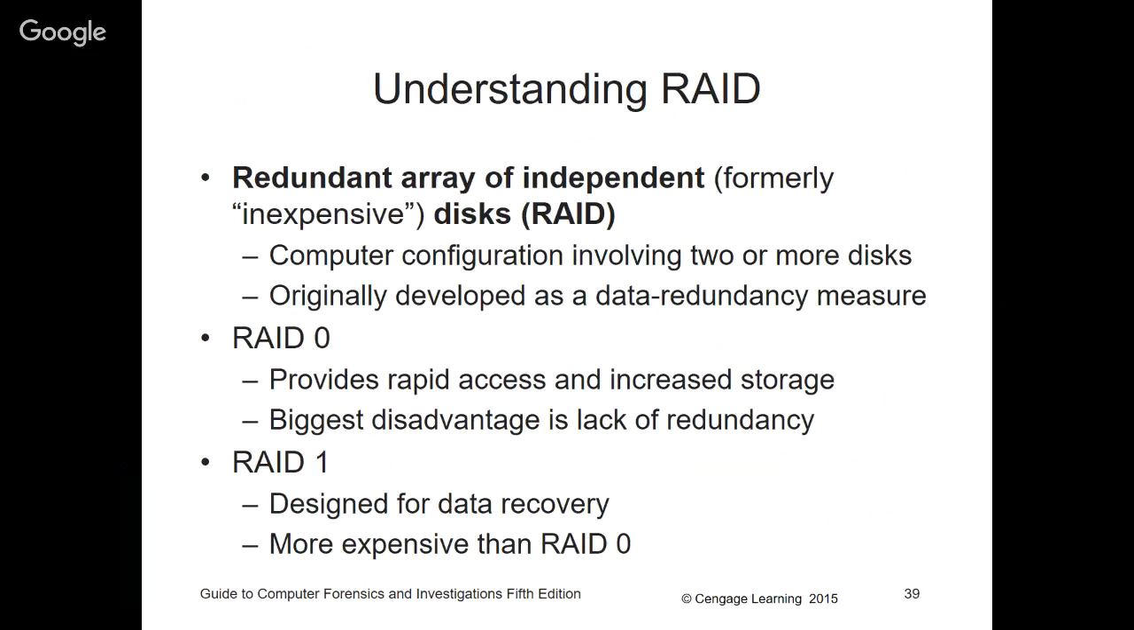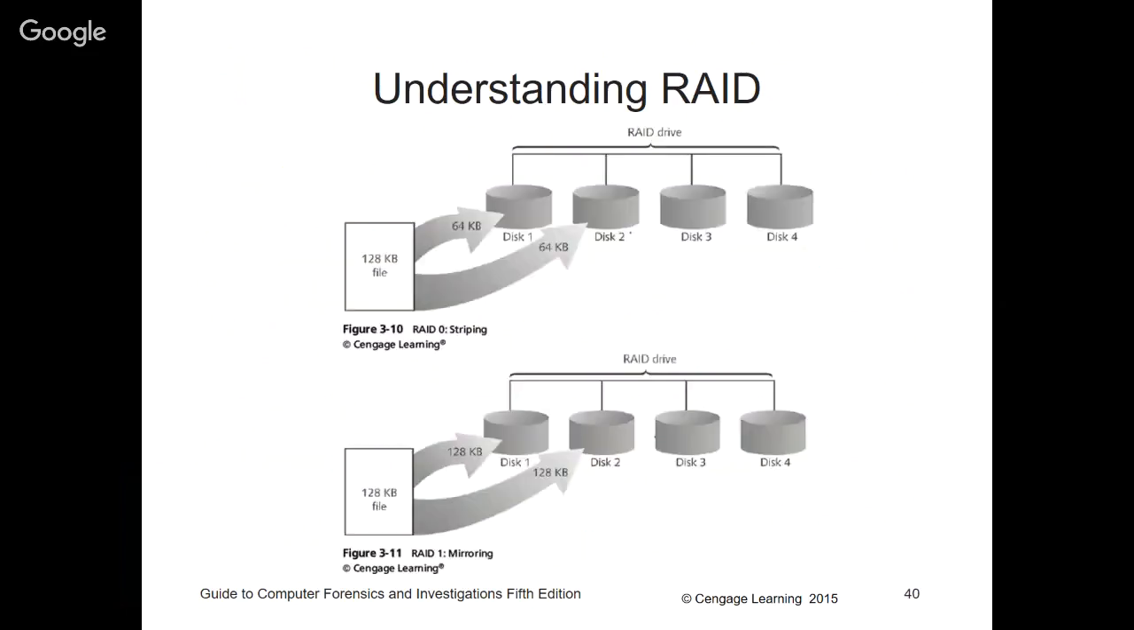So if you got 2 disks, you can start RAID, and then the ceiling is pretty high. It's supposed to help data redundancy and data recovery, just ensuring that data remains available to the company or corporation or whoever chooses to use it. RAID is supposed to do increased storage and rapid access. The biggest disadvantage is it doesn't do any redundancy. RAID 1 is designed for data recovery. It's more expensive than RAID 0.